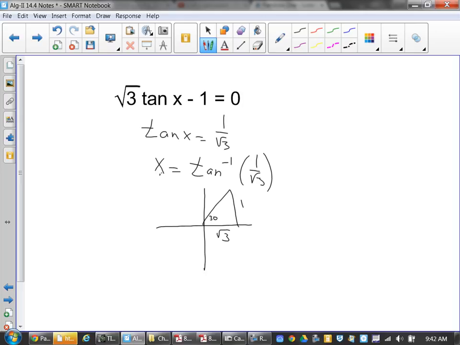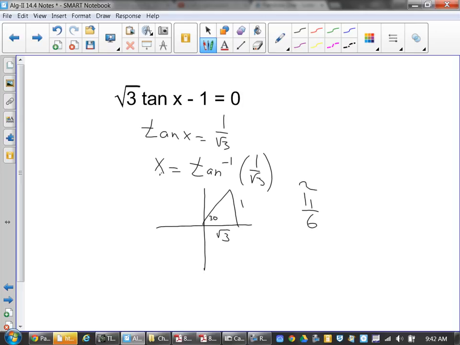So did I have to rewrite it as root 3 over 3 to solve that? No. Sometimes it's a little bit cleaner to not rationalize when you're solving equations because it's easier to place it into the triangle. Does that make sense? It's a little subtle trick. So I know that this value is going to be at pi over 6.